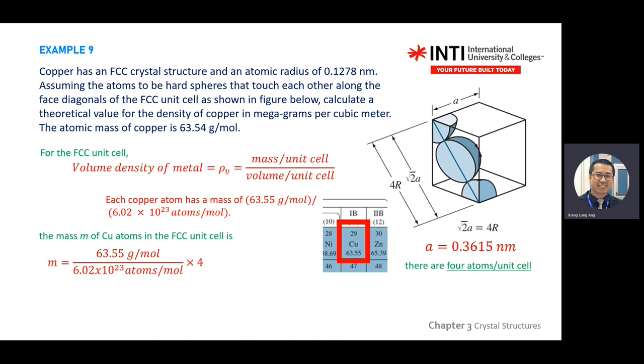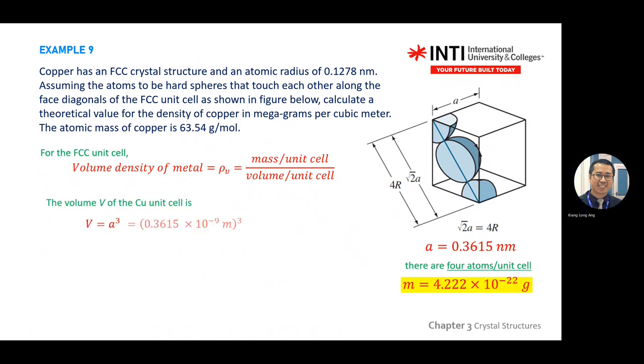Okay, so how to calculate mass in FCC? You take 63.55 gram per mole, divide by 6.02 times 10 to the 23, the Avogadro number per mole, times 4. Because when you divide by the Avogadro number, you get one atom, how many grams per atom? You take the grams divided by the number of atoms, you get gram per atom. You have 4 atoms, 4 spheres in FCC. Then you get the total mass of the spheres inside the FCC unit cell. M equals 4.22 times 10 to the negative 22 gram. Okay, you rearrange, get one number.